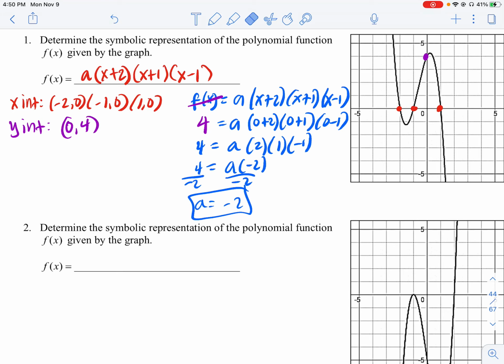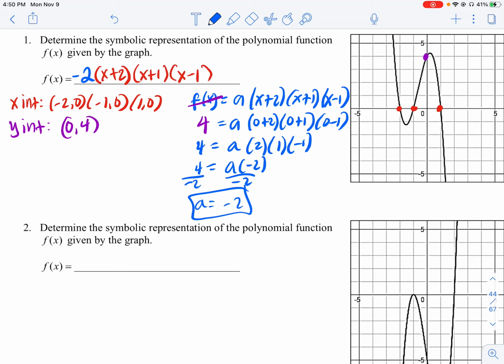And so I will now be deleting this a value here and changing that into negative 2. So my symbolic representation for the graph given in number 1 is negative 2 times x plus 2, x plus 1, and x minus 1. Not that bad, right? Okay, let's move on to the next one.